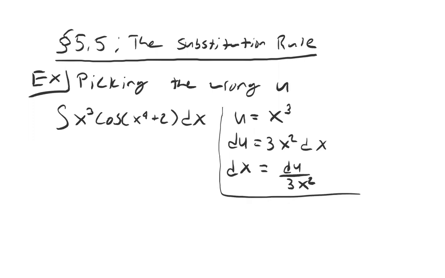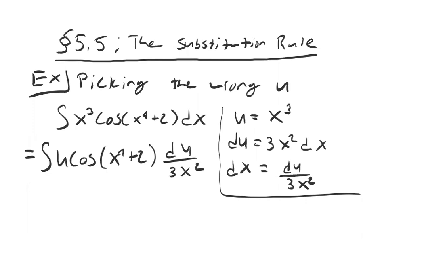So now I'm going to plug this into the integral. So this is going to be equal to the integral. So x cubed is u, so I'm going to get u cosine of x to the fourth plus 2. And if I plug in for dx, I'm going to get du over 3x squared. So if I try and simplify, this is what I'm going to get: 1/3 the integral of u over x squared cosine of x to the fourth plus 2 du.